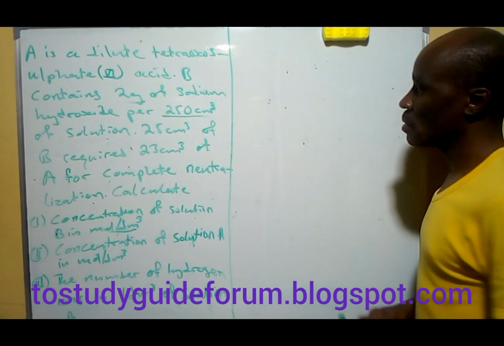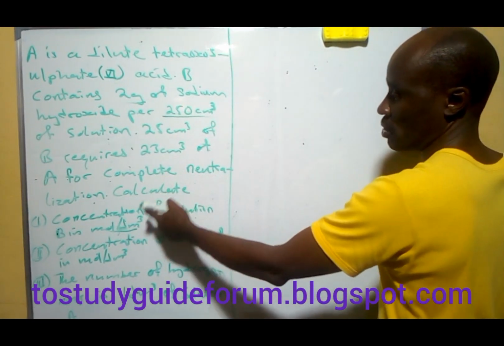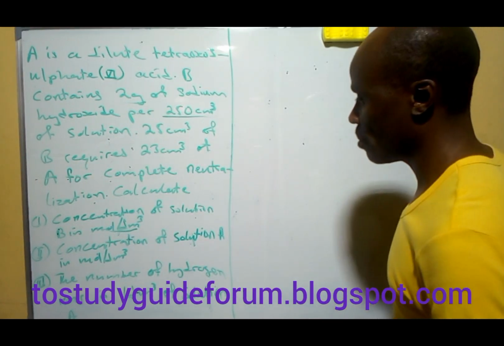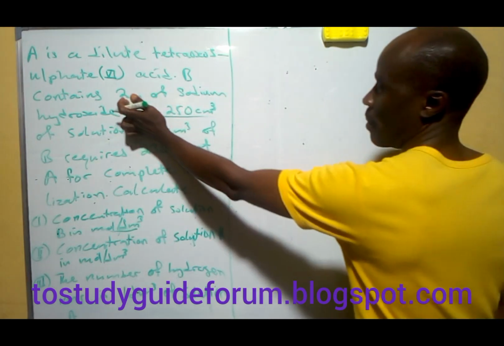Calculate the concentration, the first one, the concentration of solution B in mole per dm cube. To do that, we need to find the grams we have here.